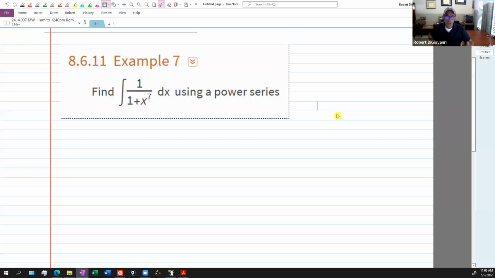But with power series, we should be able to do it, because all we're doing here is the antiderivative of 1 over, and again, I just look at this as 1 minus negative x to the 7 dx. That's all I want, the antiderivative of that, just rewriting it to look like that form. And that means the antiderivative of the sum n equals 0 to infinity of negative x to the 7th to the n dx. I want the antiderivative of that.